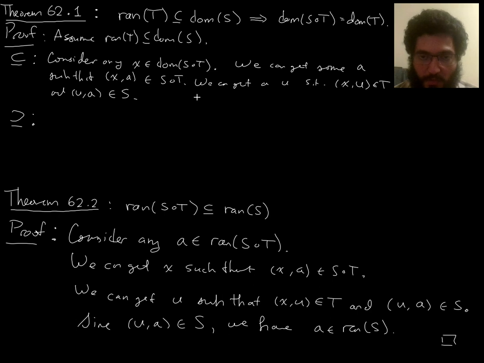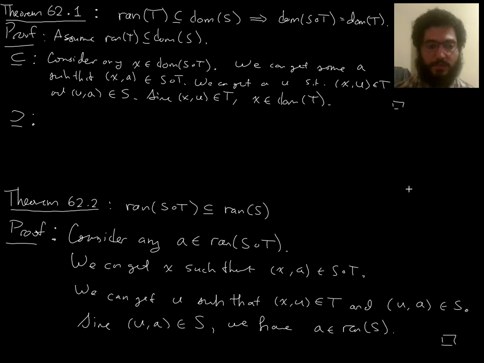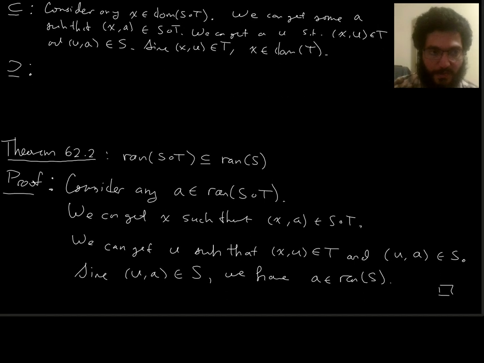And then what was my goal was to show that this x that I started with is actually in the domain of T. But look at that. Since the pair xu is in T, x is in the domain of T. That's the existential generalization. We found a u that works. So that, well, I shouldn't put the box yet. We have the other inclusion to do. Okay, so this is going to be the interesting one.